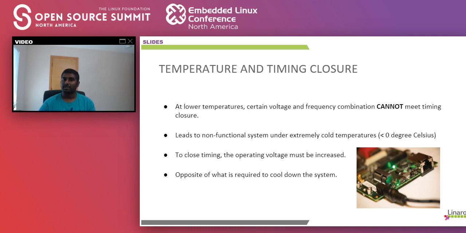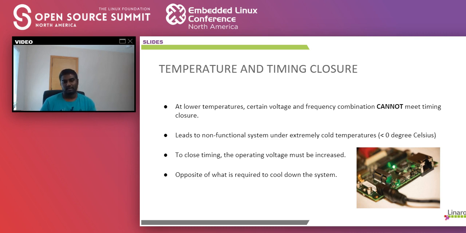Let's see how temperature influences this whole timing closure. Normally, in a normal operating temperature range of 30 to 40 C, we categorize or find a combination of voltage and frequencies which will meet the timing. But these same voltage and frequency combinations may not be able to meet the timing at really low temperatures, less than 0 C. To solve the problem, we could just increase the voltage for this particular frequency throughout the operating temperature range. But this is not a power efficient solution.